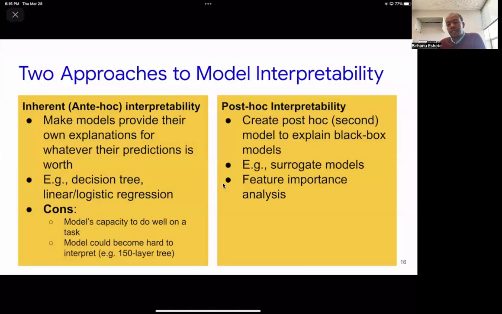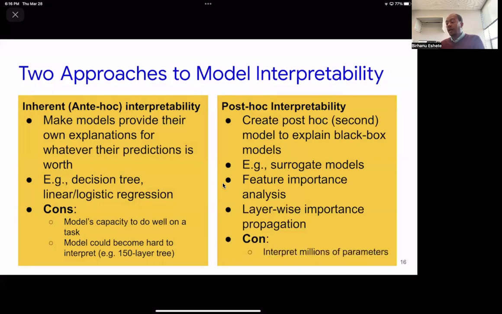You could do many techniques like feature importance analysis, but we'll talk about specific approaches to do this. You can do layer-wise relevance propagation by going through different layers. One disadvantage or limitation of post-hoc interpretability is that you are expected to interpret millions of parameters. For deep neural networks, this might become a very daunting task. And today we have models like large language models with billions of parameters. So interpretability becomes a very hard problem.